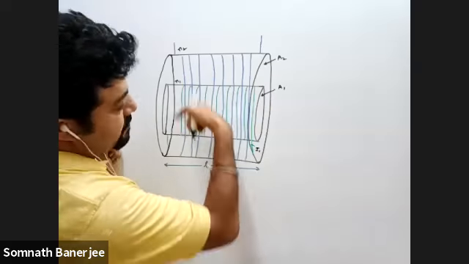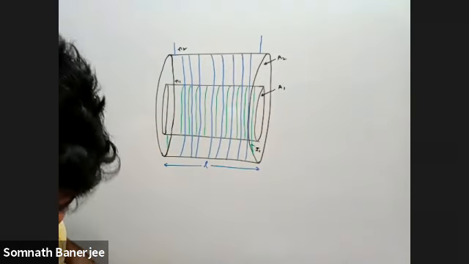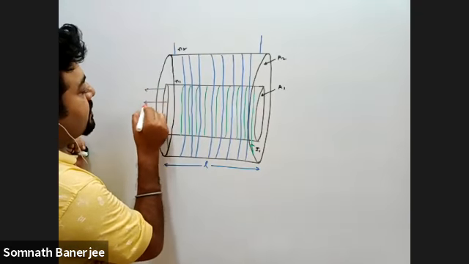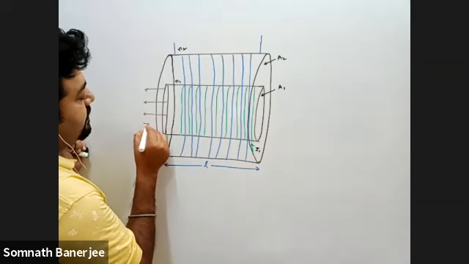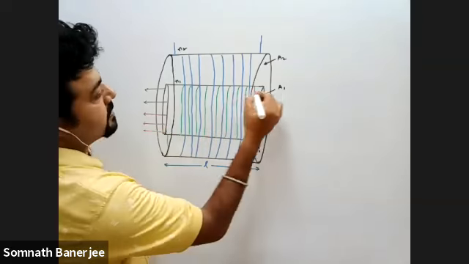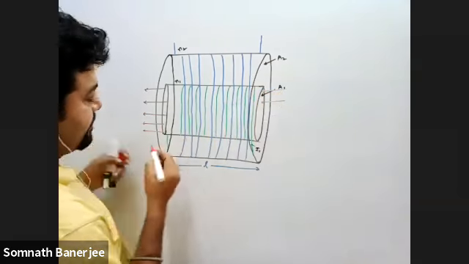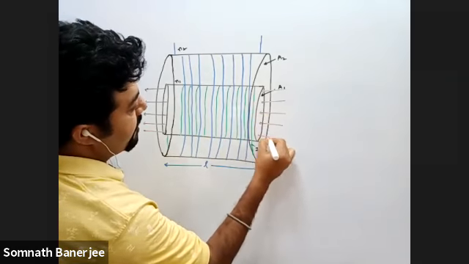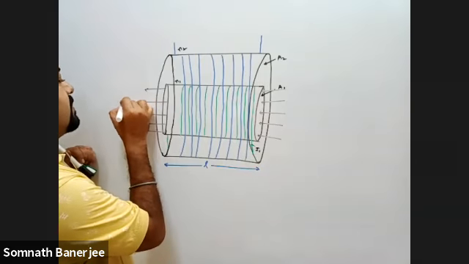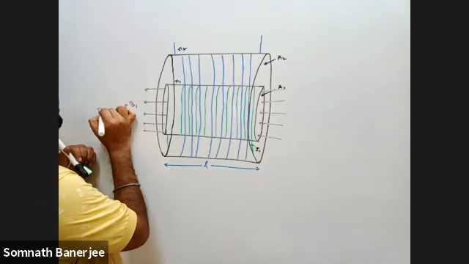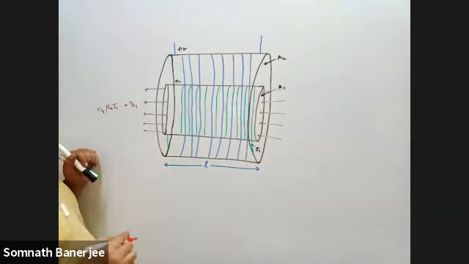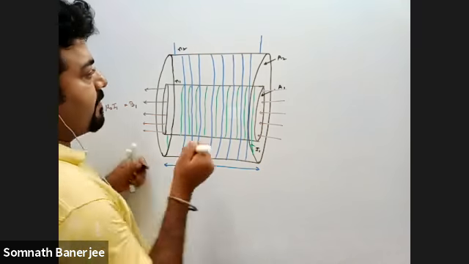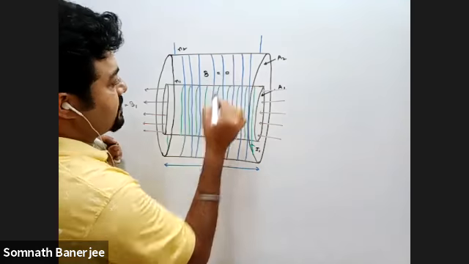So what happened? The current is moving like this, and due to which the magnetic field inside the solenoid 1 is, suppose, B1, that is N1 mu naught I1. And at the same time, we know the magnetic field outside the solenoid is 0.